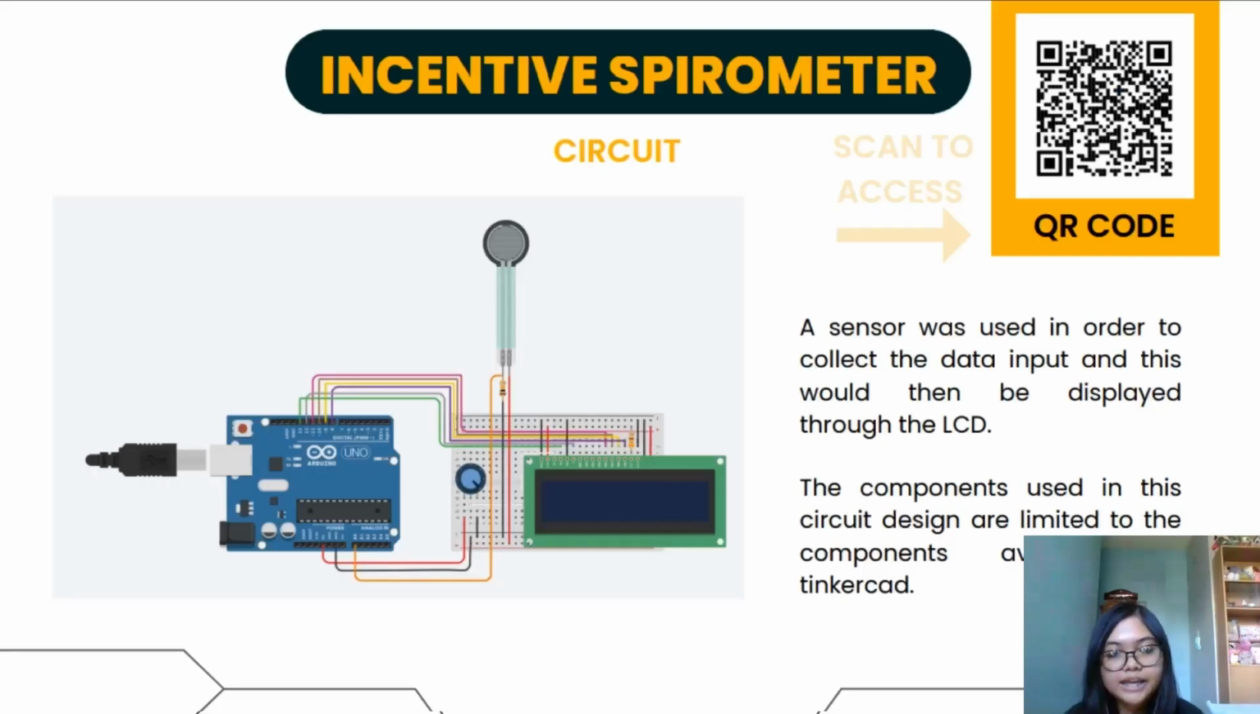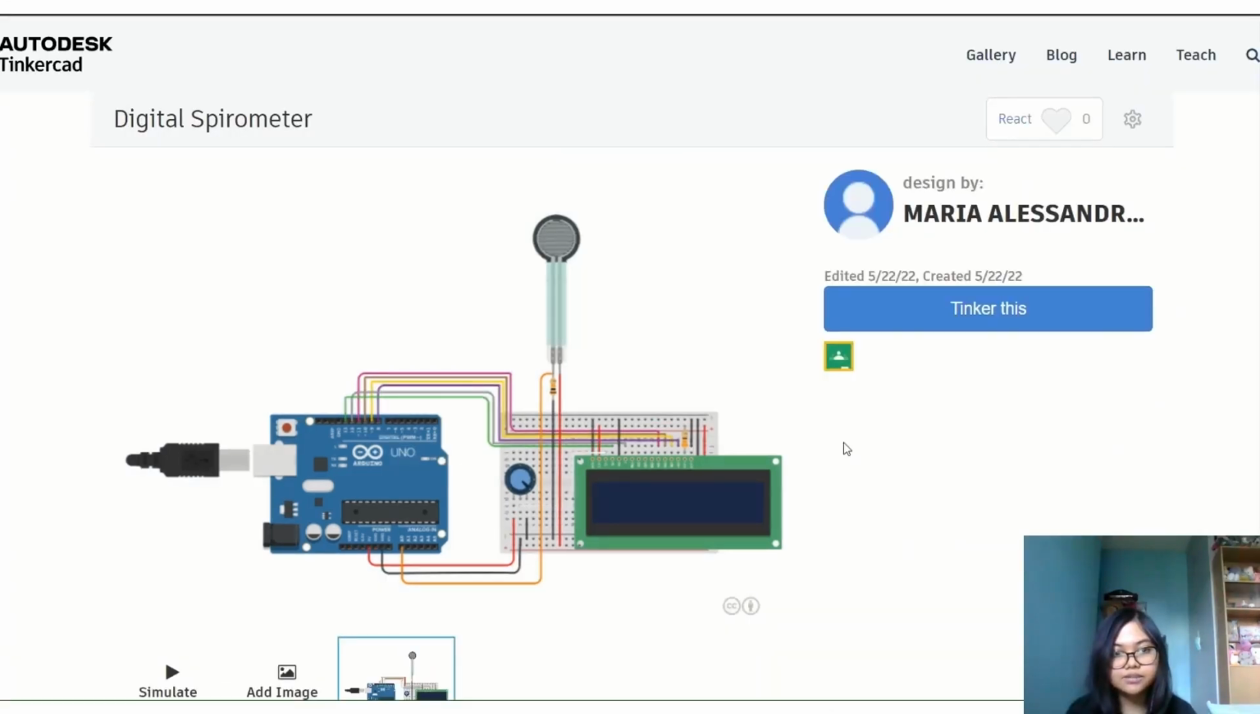Here is an image of our circuit in Tinkercad, a quick rundown of our digital spirometer. So this is the Arduino Uno, and this is the sensor, which would collect the data, and connected to it is the LCD display, which would display the lung volume. Our circuit's components are limited to the components available in Tinkercad, and like the 3D model, you can access our circuit through this QR code if you scan it. If you access the link, you can just press the simulate button for circuit simulation. However, I'd like to better explain our circuit.